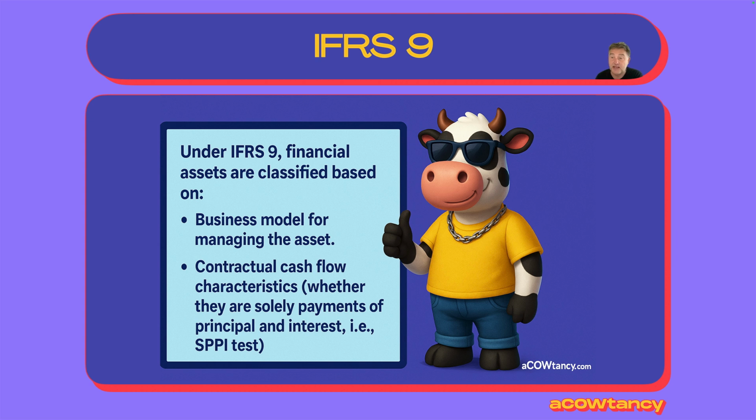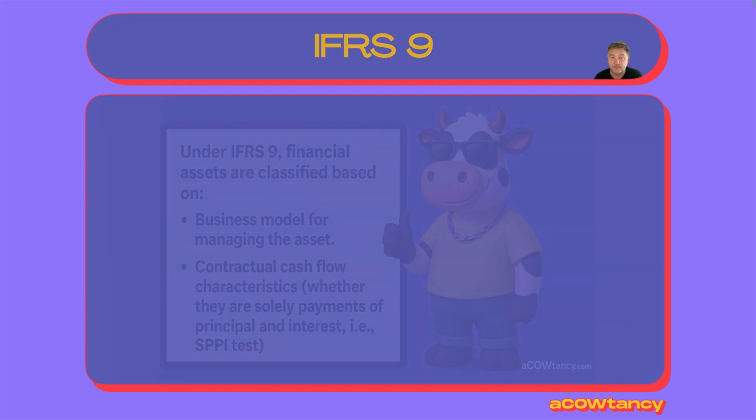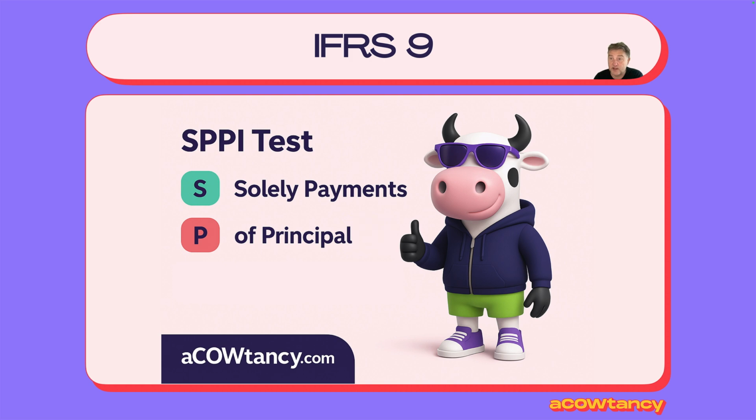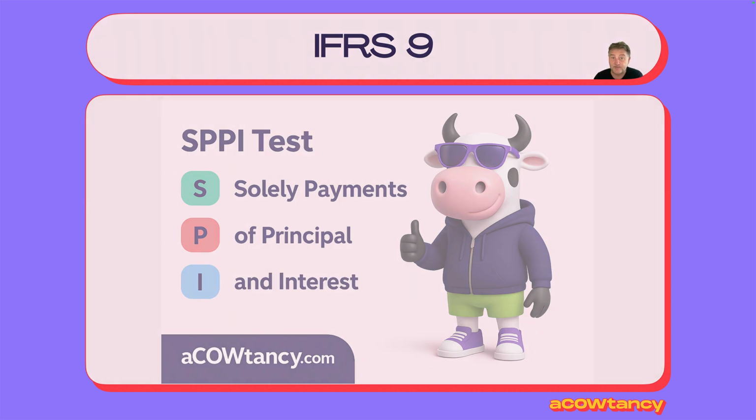So, if you think about it, if you go and get a loan, then the cash flows from that loan are the principal and the interest. That's basically what the SPPI test is. Let's have a look at it in a bit more detail then. S&P, the first S&P, solely payments of principal and interest. Basically, is it really a loan?